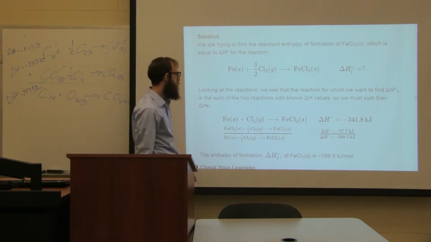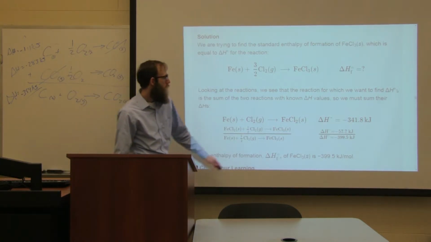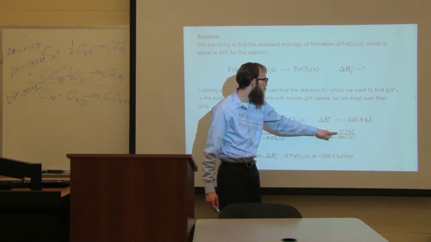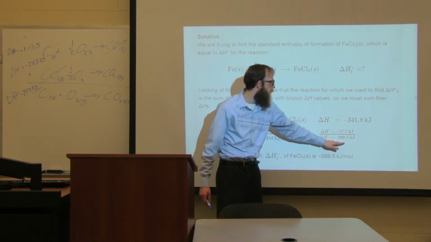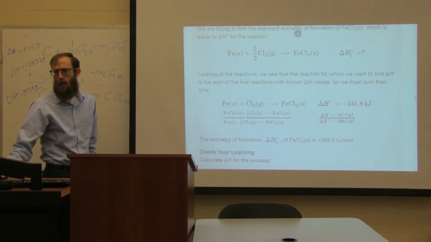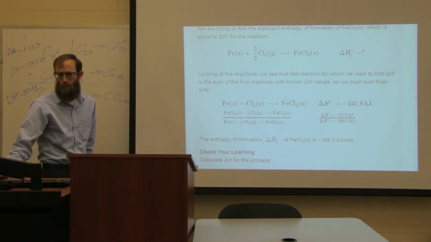In adding those together, negative 341.8 kilojoules plus negative 57.7 kilojoules gives us negative 399.5 kilojoules per mole. Cool thing about that, that's the enthalpy of formation. We can check that.